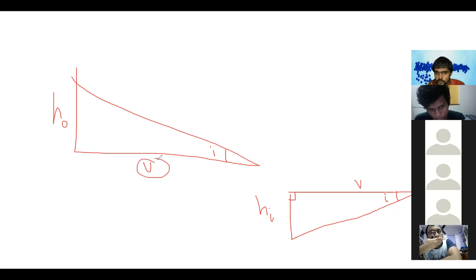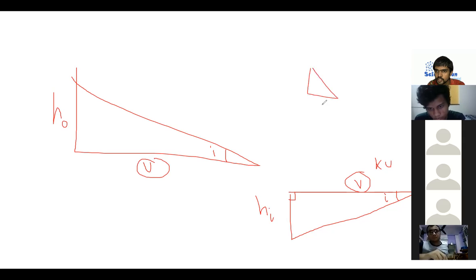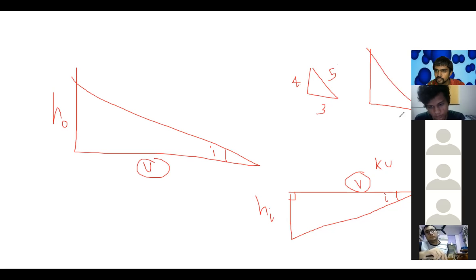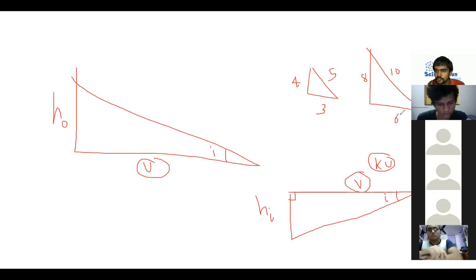Now, if this U is becoming KU, if V is KU, K into U, right? Similar triangles: if this is 3, 4, 5, and I blow air into the triangle and the triangle becomes bigger, the 3 became 6. What will happen to 4? 8. And what will happen to 5? 10. So this U is becoming K into U, a multiple of U, like 3 is becoming 6 now.